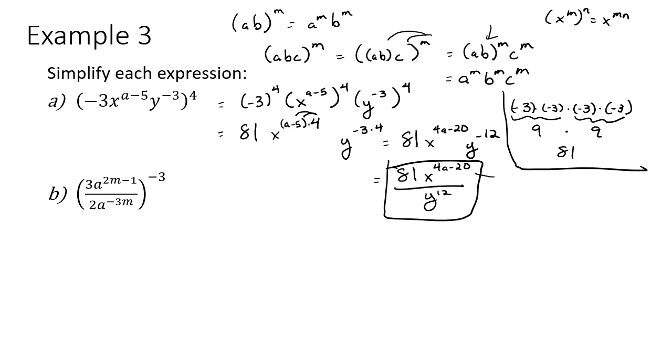You could actually break this up into two separate x's using the reverse of the quotient rule. So you could actually write that as x to the 4a divided by x to the 20th, but that actually makes the problem less simplified. We want to keep it with as few x's as possible. And so that's as good as it gets.